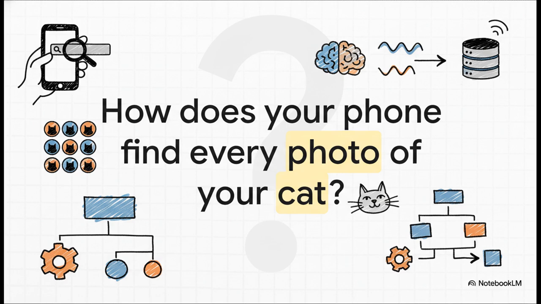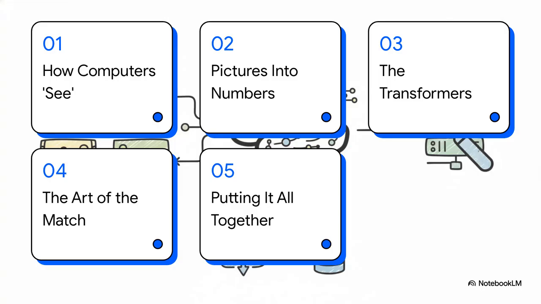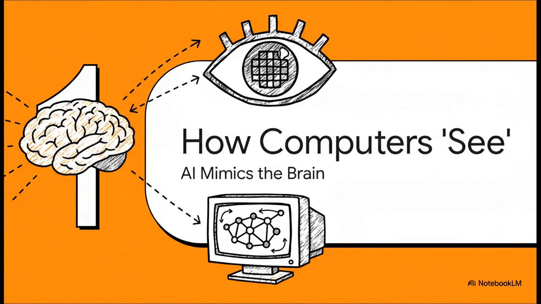Well, it's not. It's actually a super fascinating corner of AI, and we're going to break down exactly how it works. So here's what we're going to cover. First, we'll look at how computers even begin to see. Then, how they turn those pictures into numbers they can actually search. We'll touch on a super important AI model, the transformer, see how the matching actually happens, and then we'll put it all together.